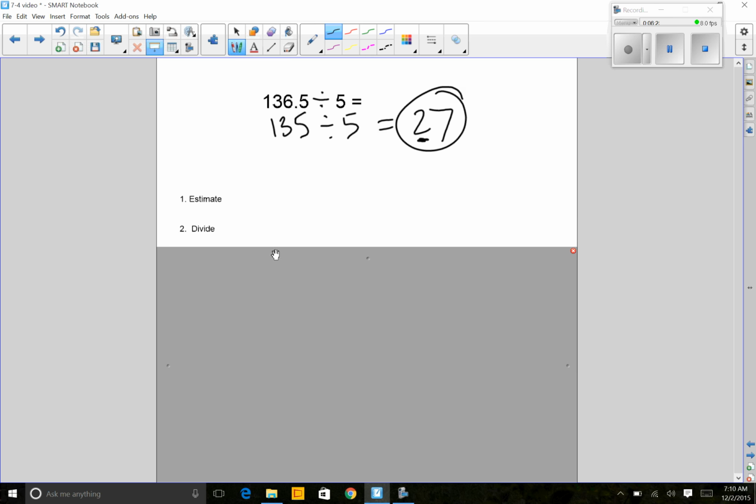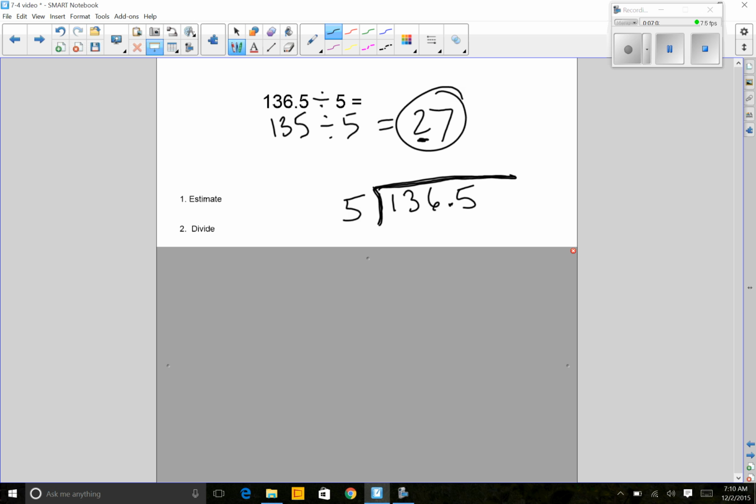The second thing I'm going to do is divide. I'm going to set this problem up like I would any other problem, and be really careful to make it nice and neat. I'm not really going to think much about the decimal point at first. You can either move the decimal point before you start or after you start. It doesn't really matter. I like to do it afterwards. I think it's a little easier.